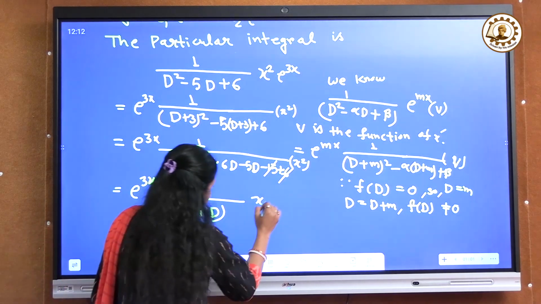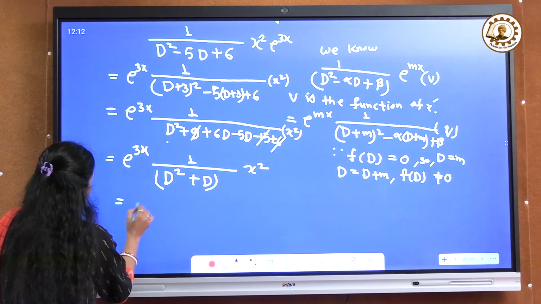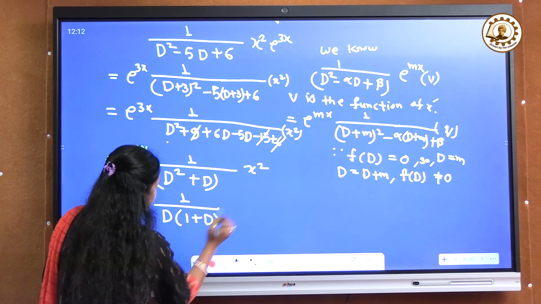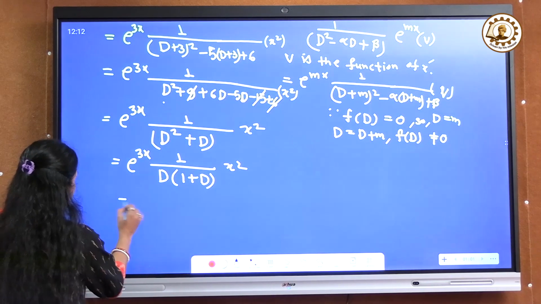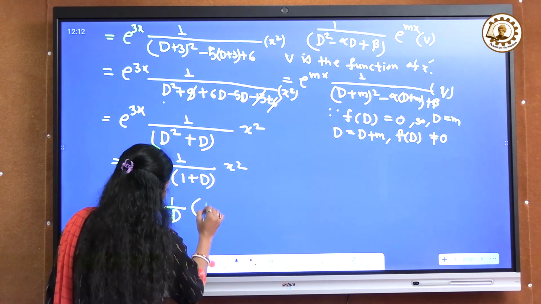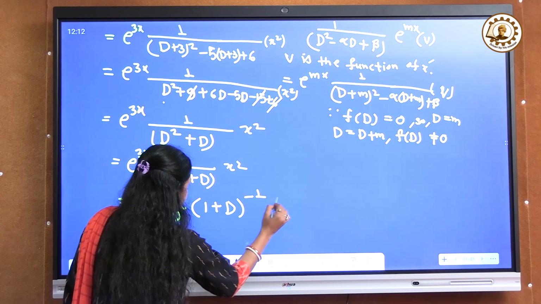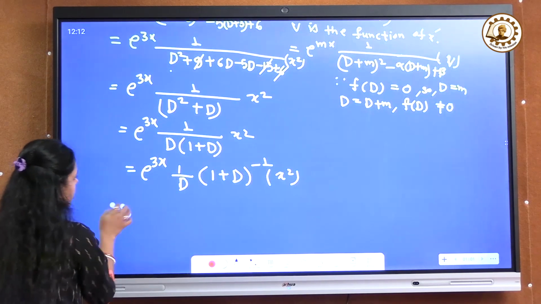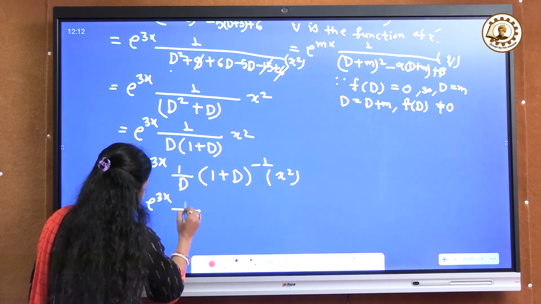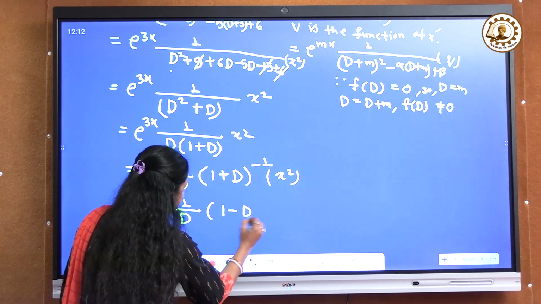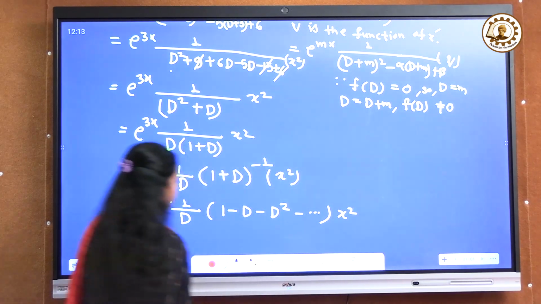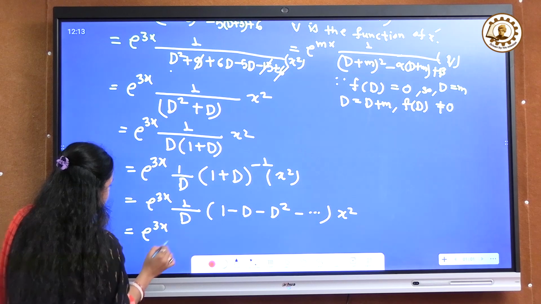After calculation in the denominator, we take 1 by d common. So e to the power 3x times 1 by d times 1 by (1 plus d) x square, that is (1 plus d) to the power minus 1 times x square. Here we apply the binomial expansion. So we get (1 minus d plus d square minus etc.) x square.